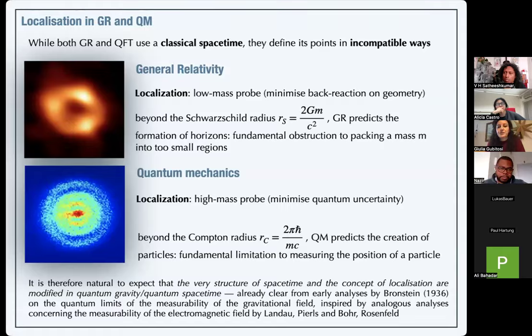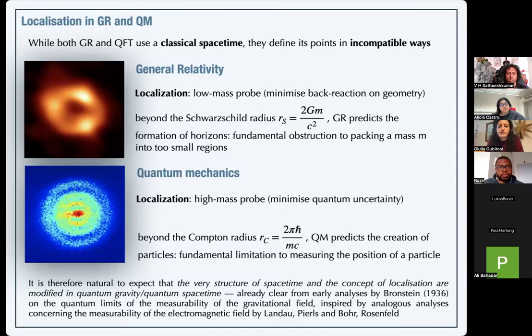And you see that the Schwarzschild radius decreases with decreasing mass. On the other hand, the Compton radius decreases with increasing mass of your probe. So at some point, you will not be able to localize things neither in GR nor in quantum mechanics, when the two scales become the same. This is a heuristic argument, but it tells us that we should expect that within quantum gravity, the very nature of spacetime and also the concept of localization are probably going to be affected.